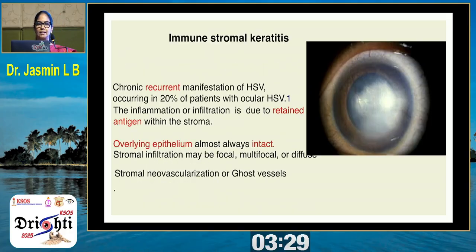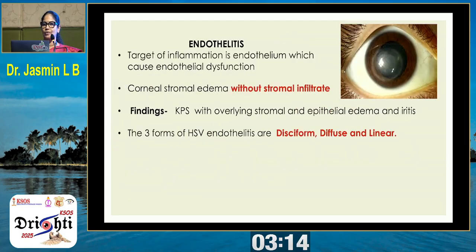Immune stromal keratitis is the chronic recurrent manifestation due to retained antigen. The epithelium will be intact and the stromal infiltration may be focal, multifocal or diffuse. Usually you get neovascularization and ghost vessels.